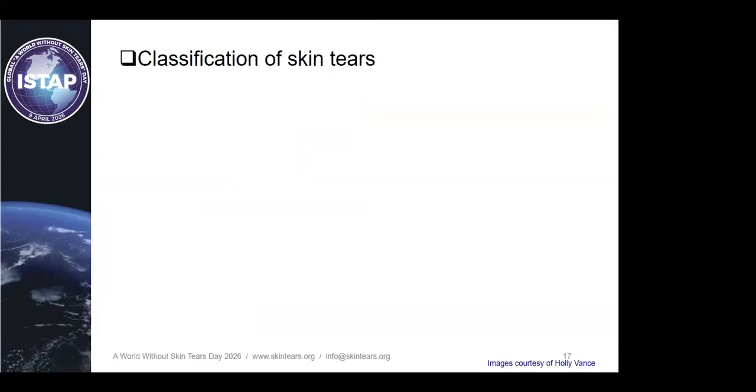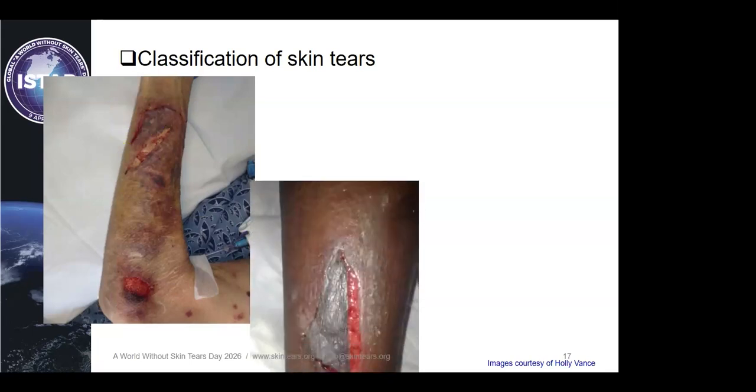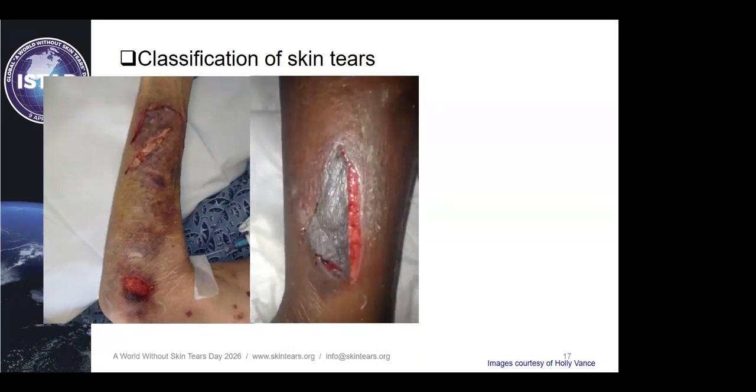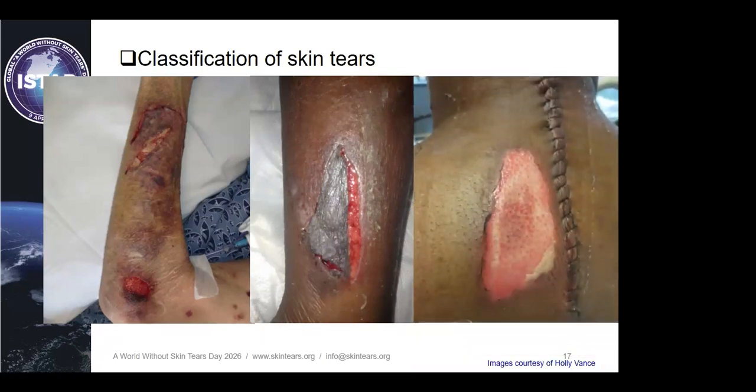For consistency in the identification and documentation of skin tears, ISTAP recommends a validated classification system, where a type 1 skin tear is a linear tear where the flap can be opposed to cover the whole of the wound bed, as in this example. In type 2, there's partial loss of the flap where apposition of the whole wound bed is not possible. Whereas in type 3, there's complete loss of the flap.